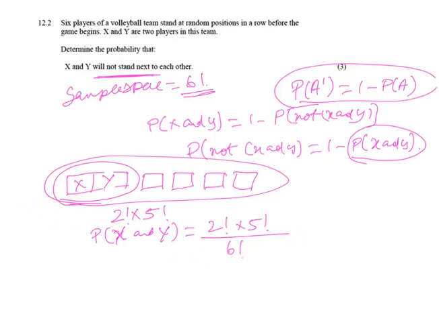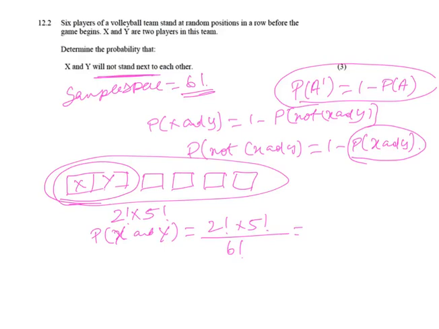I remember one student in a previous year asked why we don't use 6 to the power of 6. Remember, the 6 players cannot be repeating. It's very straightforward, simple logic. So let's come back to this question. The probability of X and Y together is 2 factorial times 5 factorial divided by 6 factorial.